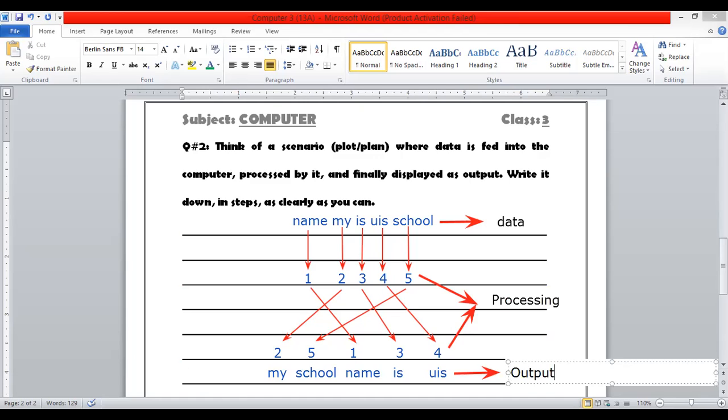So this is the simplest example for the sentence. If we type this line in the computer, name my is UIS school, then it's data. The computer will give an error. But after doing the processing, in one or two steps, the output gives us the information that my school name is UIS. Everybody take a screenshot of this and write it in question number 2.